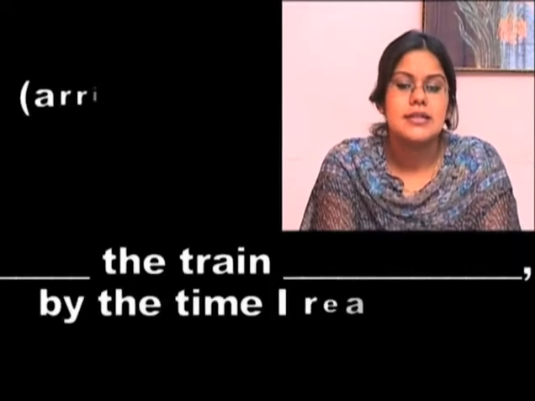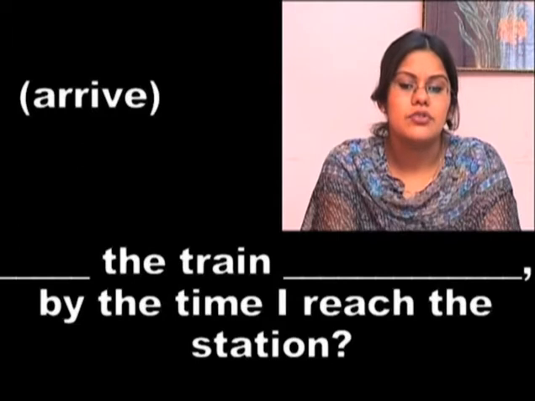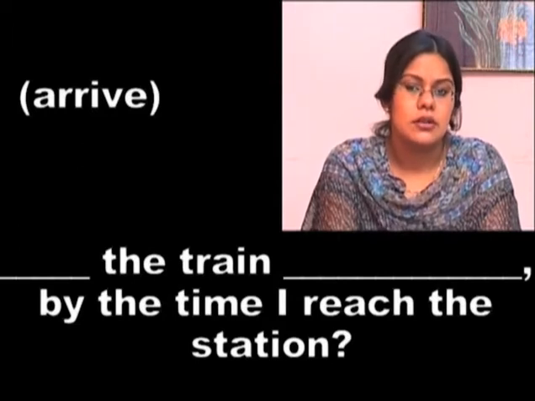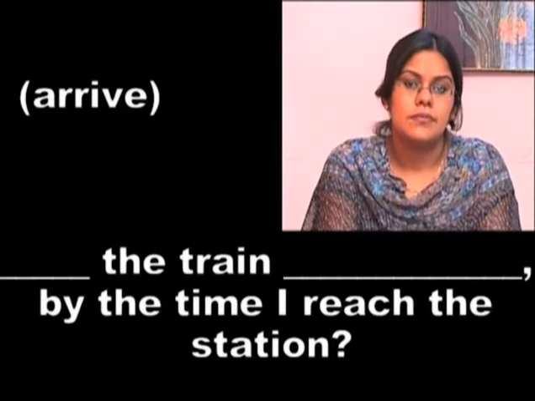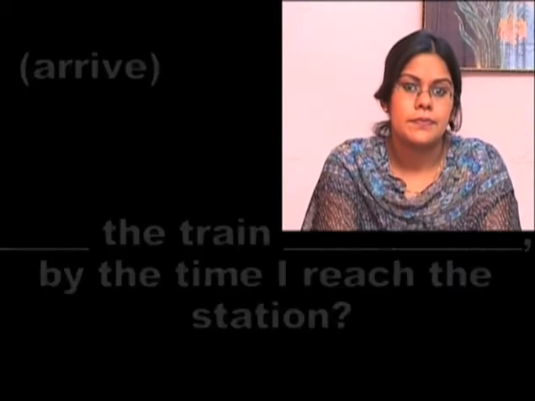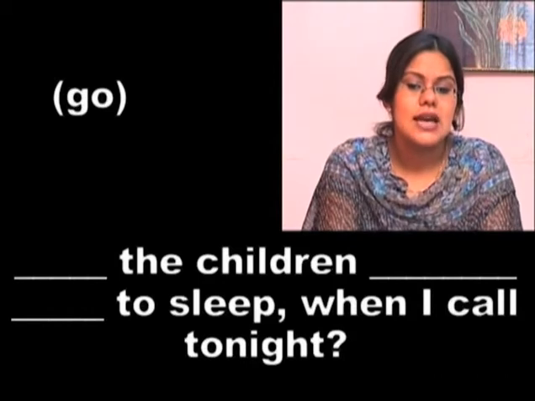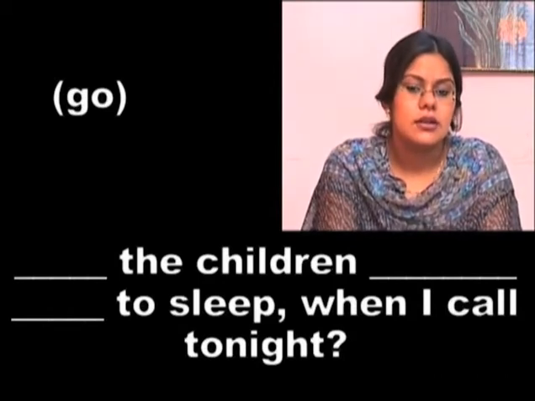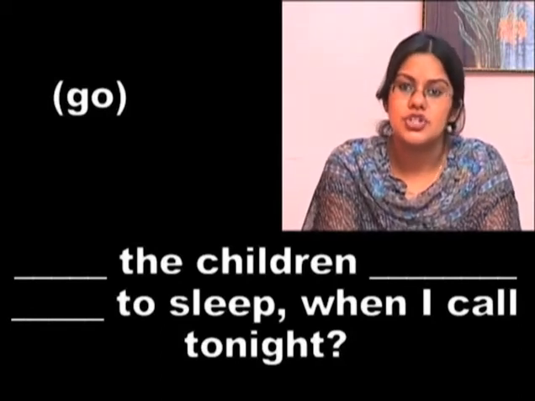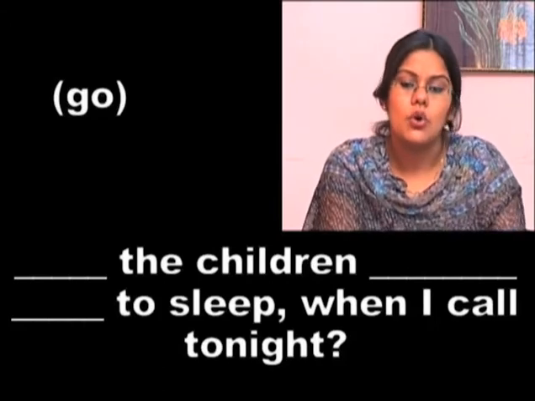Next, dash the train dash by the time I reach the station. The verb is arrive. Use it in a way so that the sentence becomes a question. Next, dash the children dash to sleep when I call tonight. The verb is go.